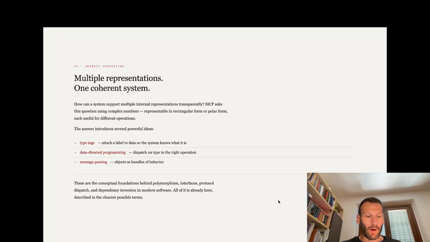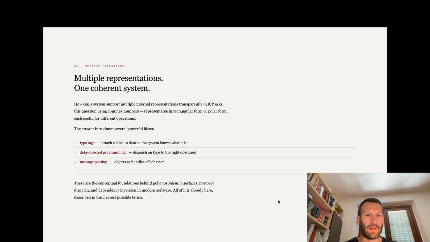Another key point is multiple representations, one coherent system. So there is a central question: how can a system support multiple internal representations transparently? And the book asks this question using complex numbers, representable in rectangular form or polar form, each convenient for different operations. And the answer to this question introduces several powerful ideas.